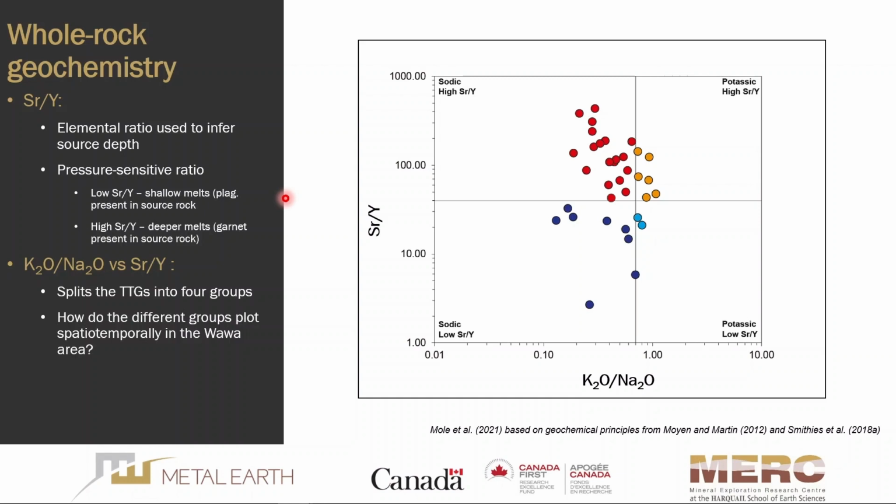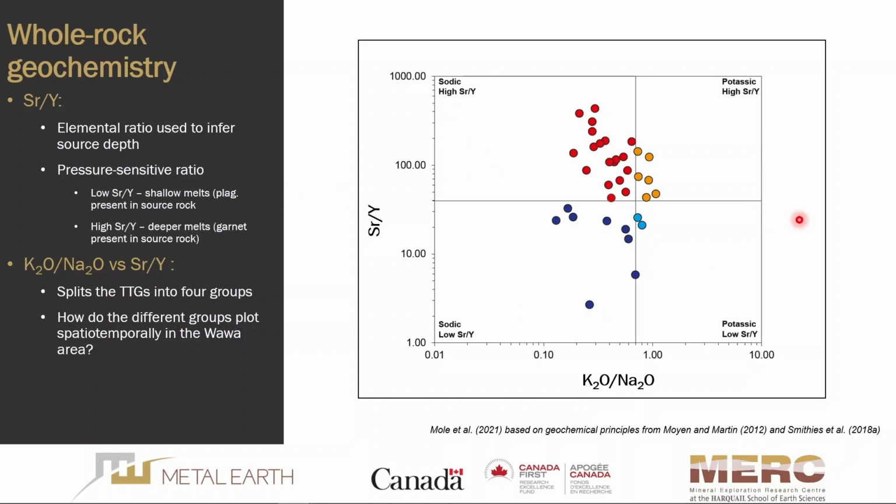And the way that this can be explained is that if you're at depths that allow plagioclase to be stable, then if you melt that, since you have the plagioclase surrounding, it will pick up the strontium. And so you're left with a lower strontium-yttrium ratio. The opposite applies if you're at deeper sources. If you melt something that's in the garnet stability field, we know that garnet has an affinity for heavy rare earth elements, so it will tend to pick up the yttrium.